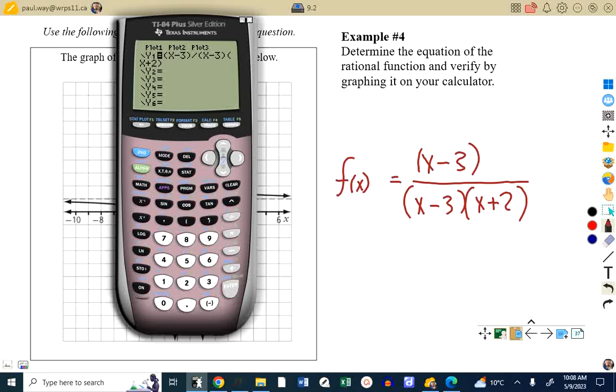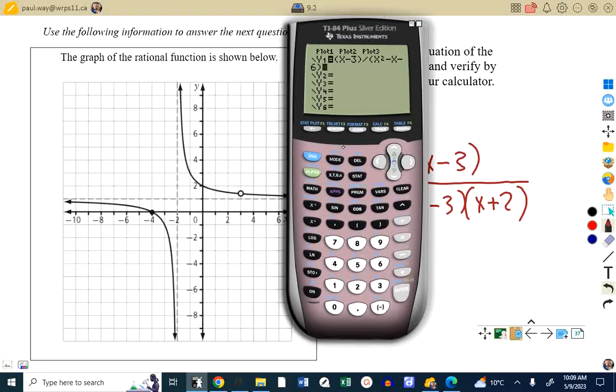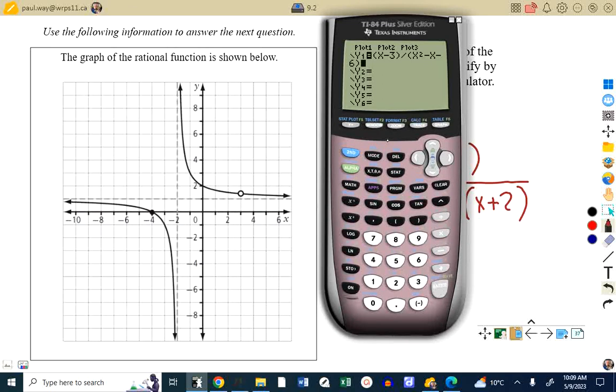I can either put another set of brackets around those two binomials in the denominator, or you could just take a moment of clarity and thought and multiply out x minus 3 times x plus 2 to get x squared minus x minus 6. So I'm going to set up my window settings to match this.